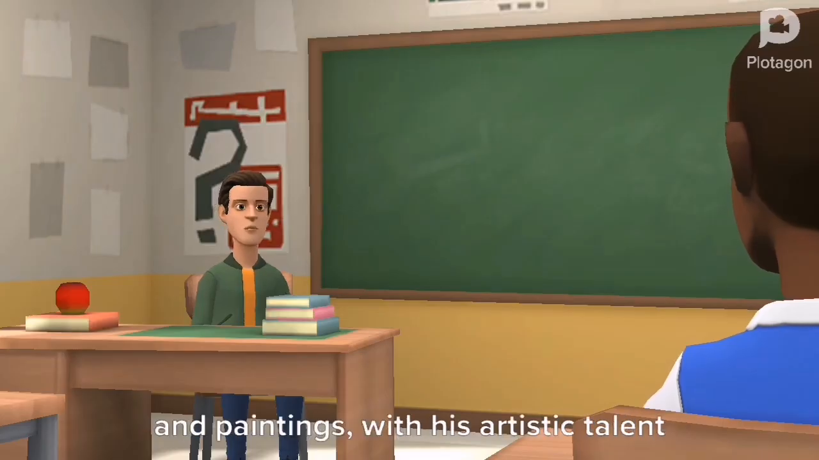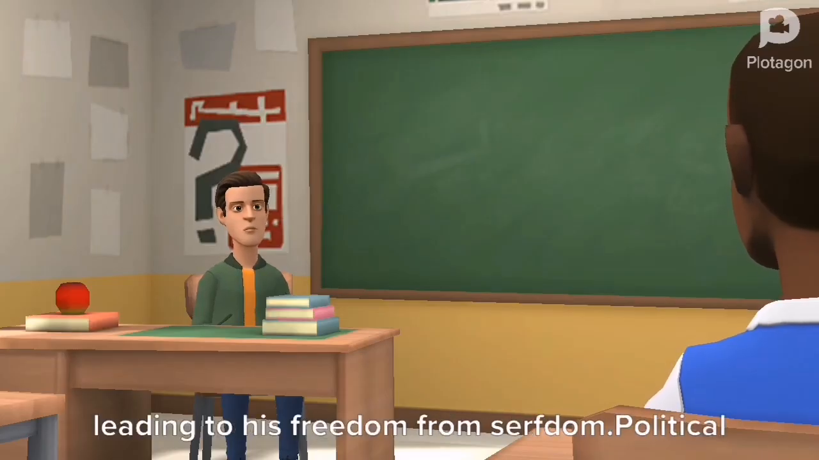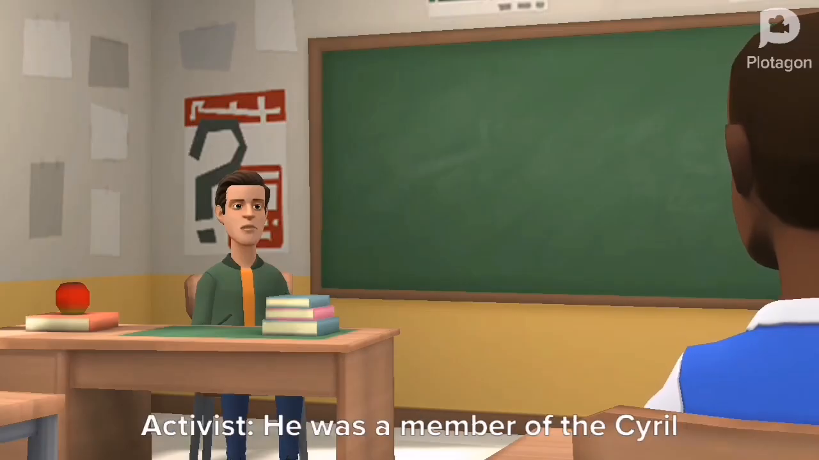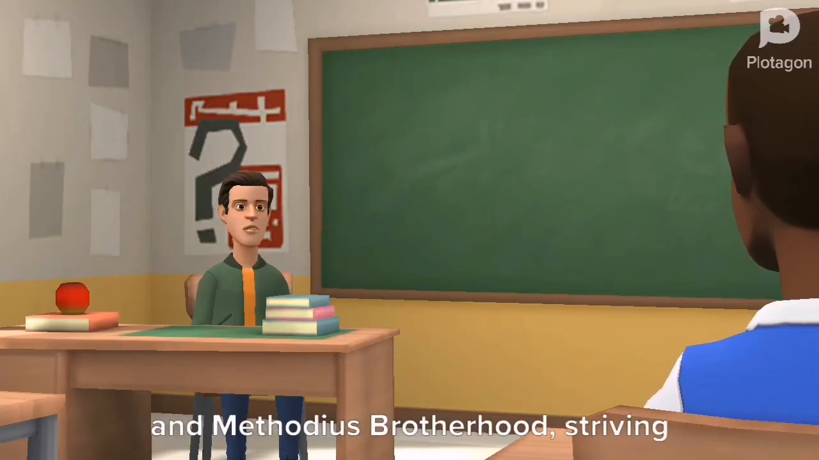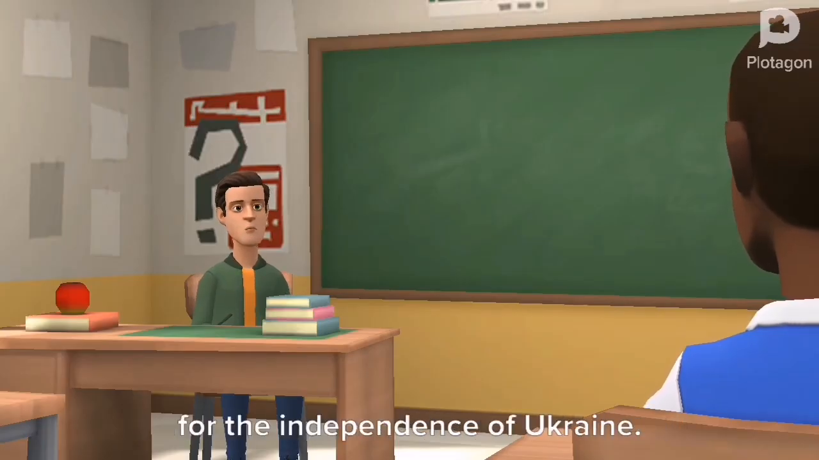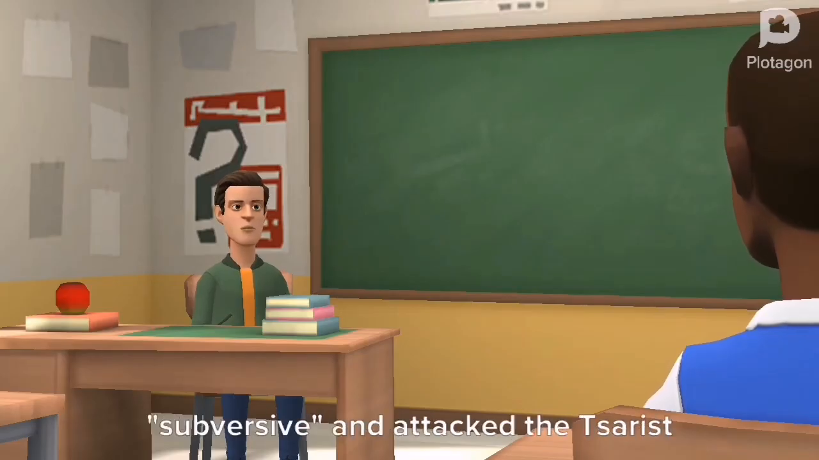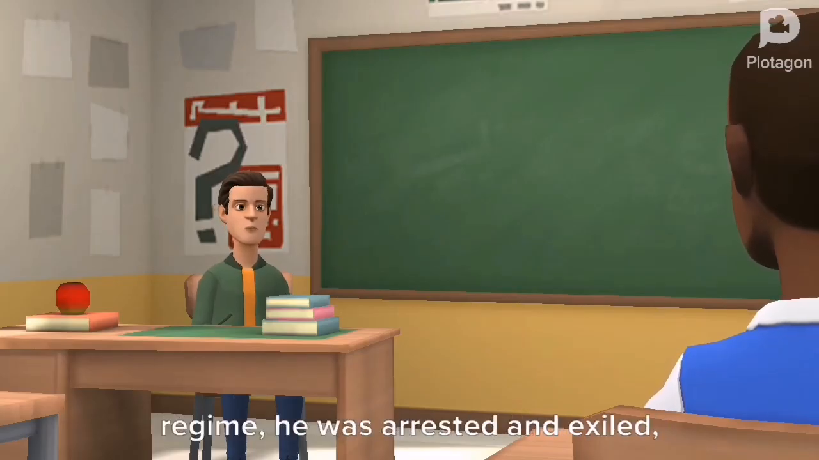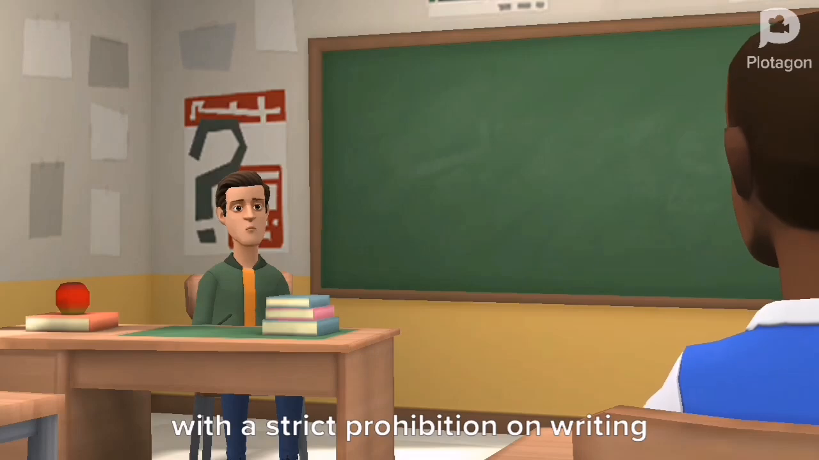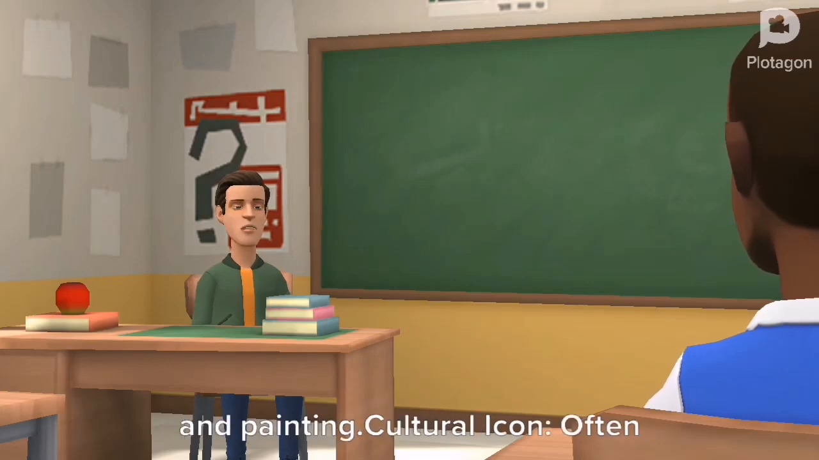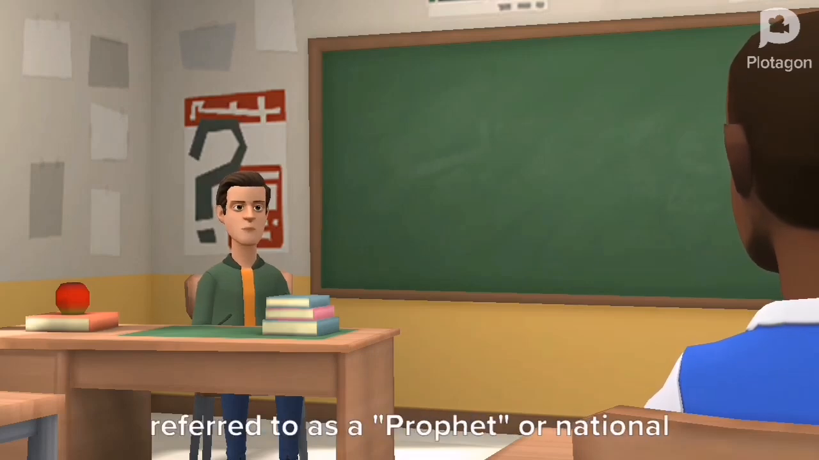Artistic talent. A prolific painter and artist, he produced over 1,000 drawings and paintings, with his artistic talent leading to his freedom from serfdom. Political activist, he was a member of the Cyril and Methodius Brotherhood, striving for the independence of Ukraine. Because his poetry was considered subversive and attacked the Tsarist regime, he was arrested and exiled, with a strict prohibition on writing and painting.